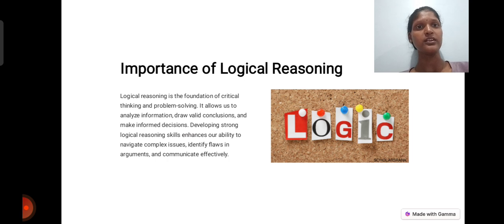Importance of reasoning. Logical reasoning is the foundation of critical thinking and problem solving. It allows you to analyze the problem, validate the conclusion, and build logical reasoning skills to navigate complex issues, identify flaws in arguments, and communicate effectively.